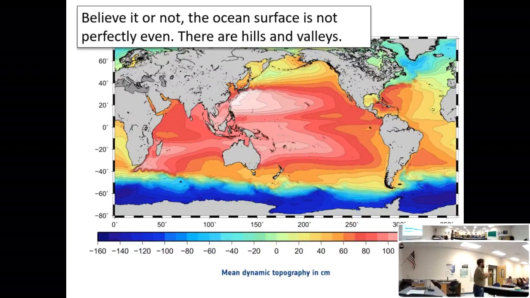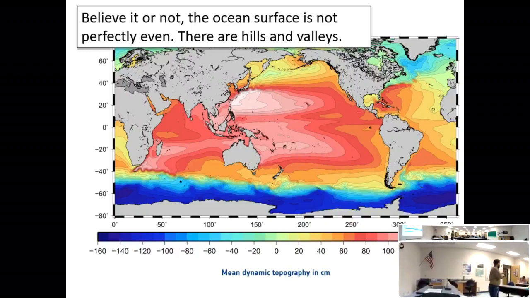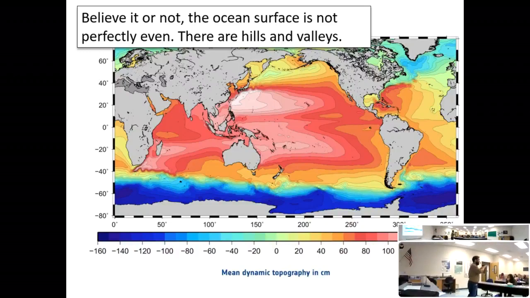Okay? So you can see there's going to be a balancing act between the force of the trade winds or the force of the westerlies and gravity. Because gravity is going to make the water want to flow down. Water doesn't want to be on top of a hill, right? Water's going to want to flow down.